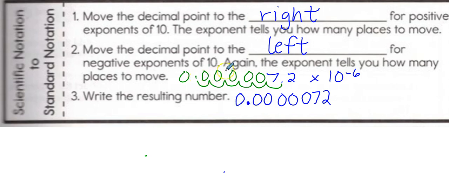Okay, so I'm going to double check that I moved it 6 places. 1, 2, 3, 4, 5, 6. Oh, I didn't mean to put that there. So this is 72.